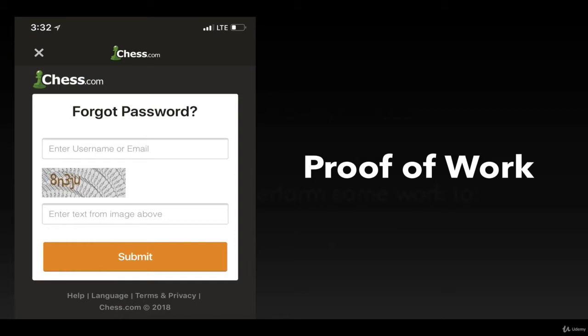Yes, so it's supposed to, at the very least, make a computer work for spamming or to get through. And CAPTCHAs nowadays are actually much more complicated.